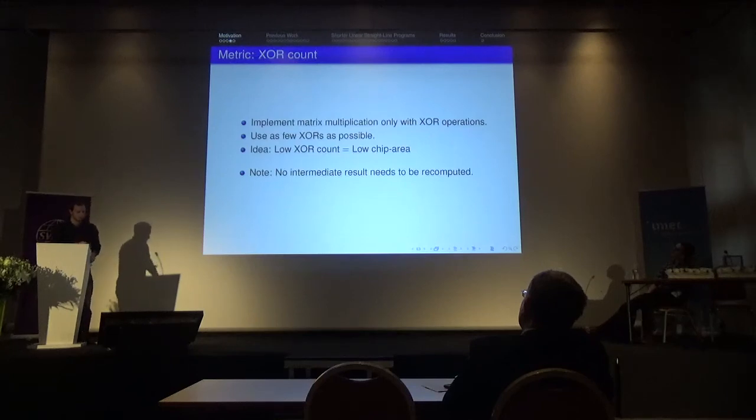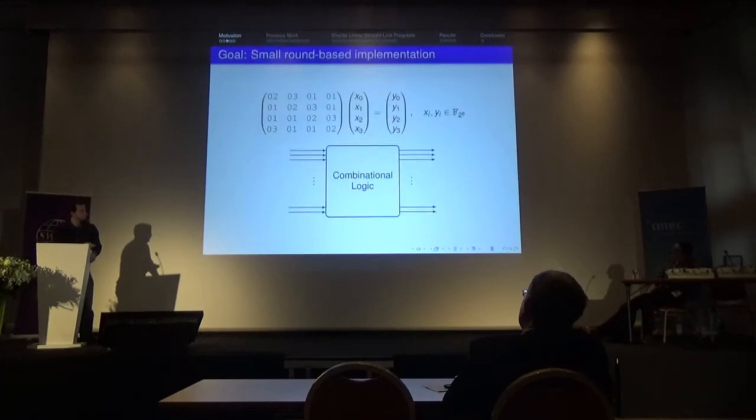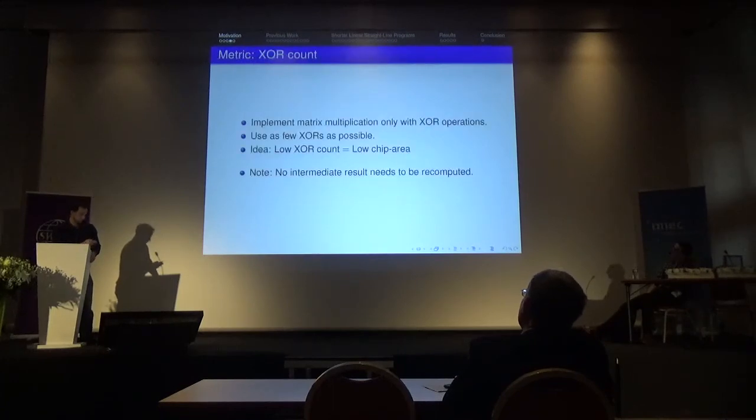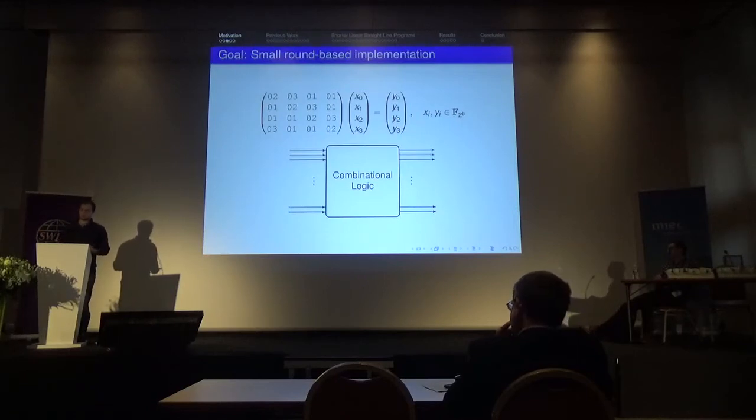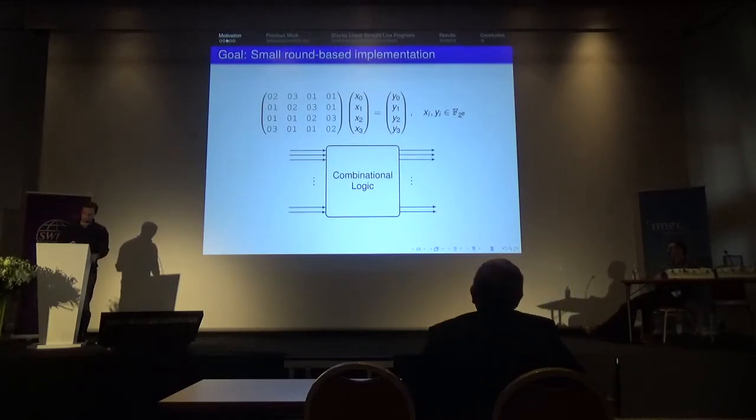And just note here that if you have this scenario, any intermediate result might be reused. So if you at some point here compute some output by some XOR gate, you can always use it at some later point as an input, because it's just wiring within a circuit. So in our scenario, any result that has been intermediately computed at some point can be reused later in the circuit.